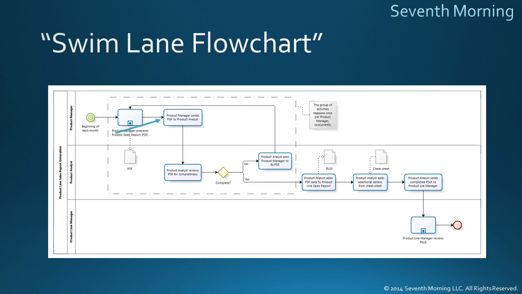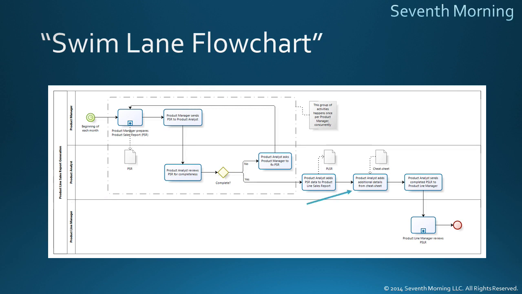The product manager then sends the PSR to the product analyst. The product analyst reviews the PSR for completeness. If it's not complete, she sends it back to be fixed. If it's okay, she adds the data to the product line sales report, or PLSR. Note that there is a dotted box around all those activities. That's just a grouping mechanism, with a call-out stating that this process happens for each product manager.